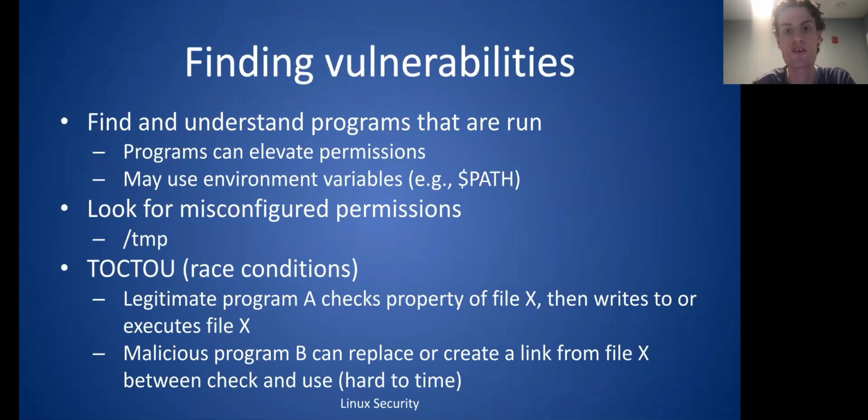More generally, it's possible that users either don't specify their permissions properly, or they might use publicly readable and writable directories like the temp directory, which is cleared on shutdown. But there are also more specific attacks, like time of check to time of use, or race conditions. If there's a legitimate program A that checks the property of a file X, then writes to or executes file X, it might be possible to overwrite this file between the check and the use.